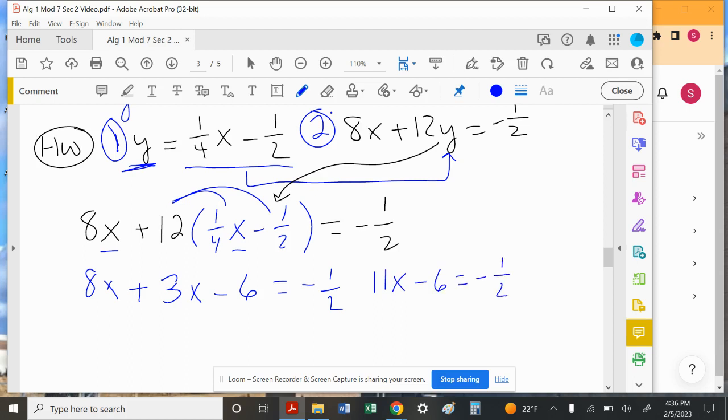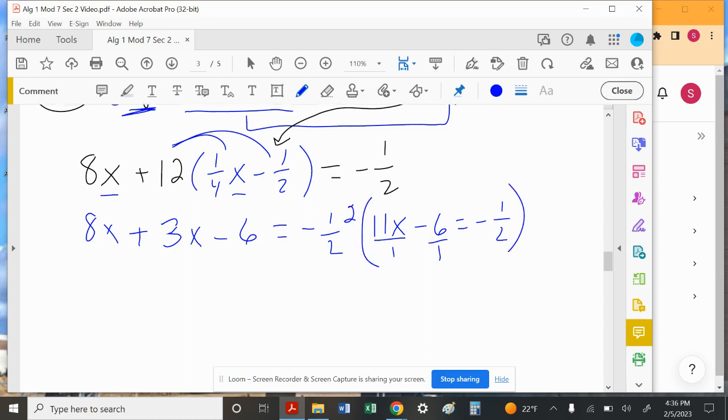Now remember, I don't like to work with fractions, so I'm going to look for a common denominator in all of these terms here. Remember, this is over 1, this is over 1. So my common denominator would be 1 times 1 times 2, or 2. So that means I'm going to multiply everything by 2. So multiplying everything by 2, I get 22x minus 12 equals negative 1. And notice the 2's cancel each other, so we end up with negative 1. So then we add 12 to both sides.